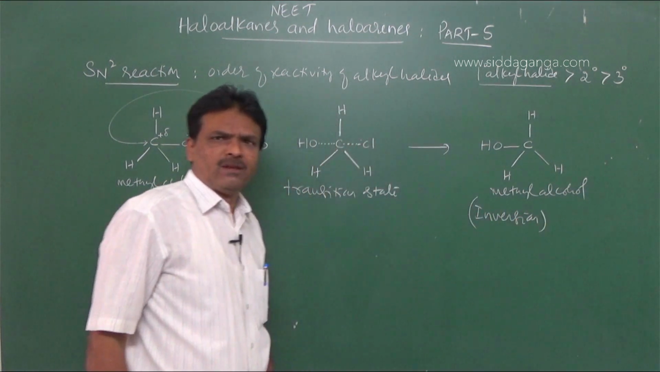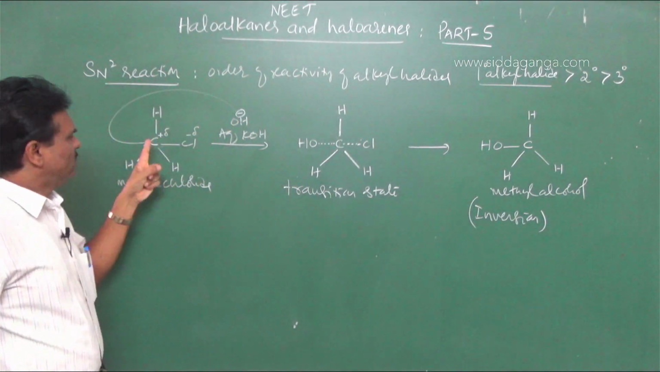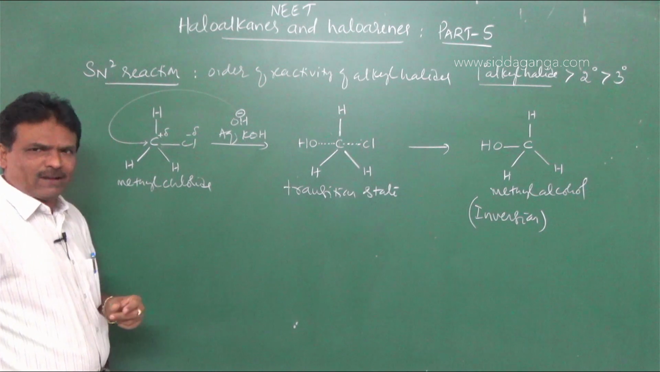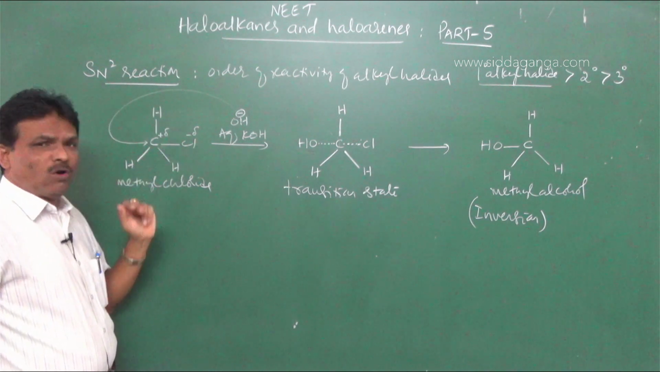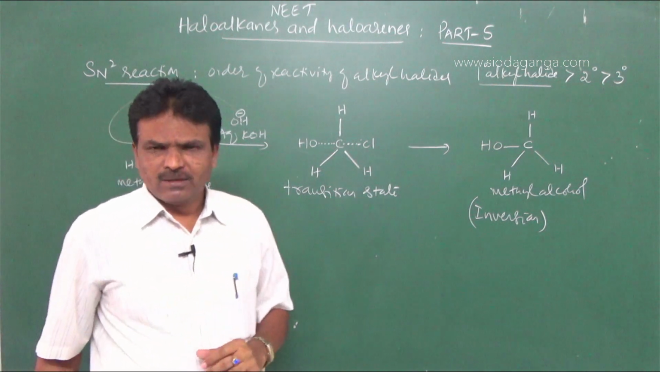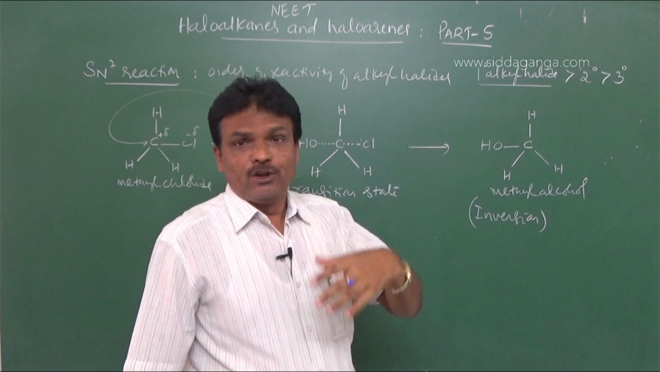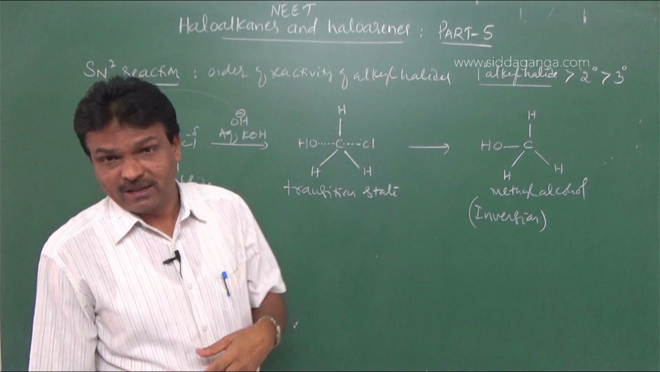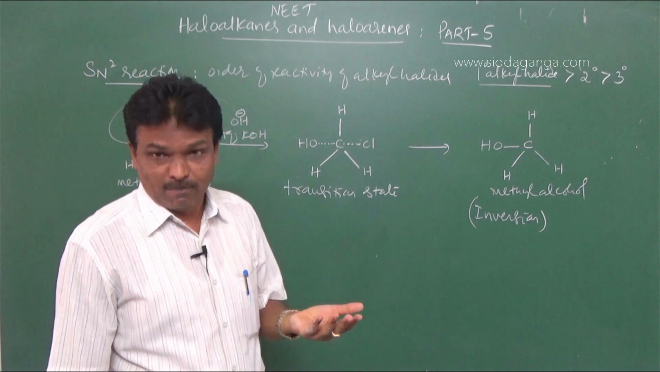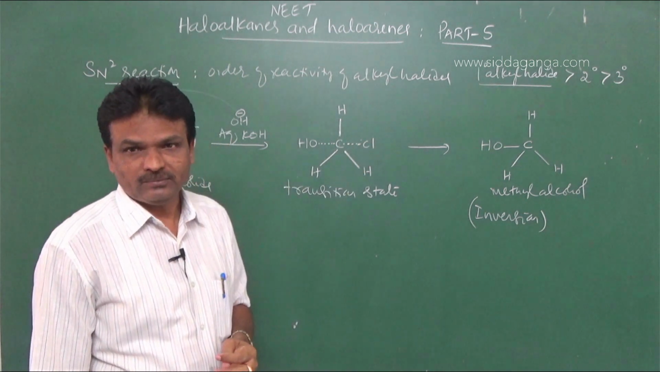So why? Since the nucleophilic attack can take place from the side opposite to that of the halogen. This is possible because there are no bulky groups. If an alkyl halide has a bulky group, then the nucleophilic attack is not possible either from the side of the halogen or from the side opposite to the halogen. That is not possible. Is that clear?